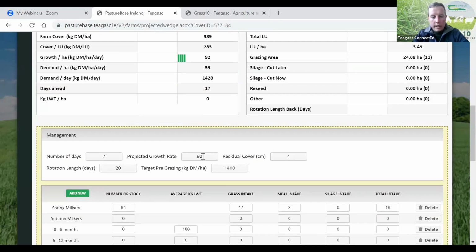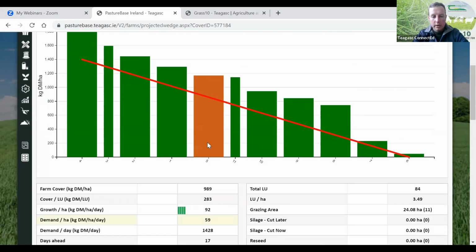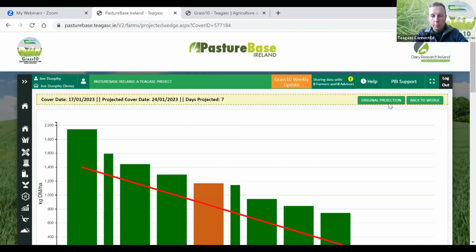Okay, now we can always change the growth rates here. If the growth rate was going to drop, we can change that. But I'm going to come back into this page in a second. I want to go back to the wedge first. I just wanted to show you there what happens if we don't make a decision.